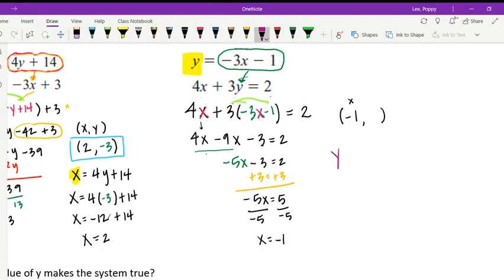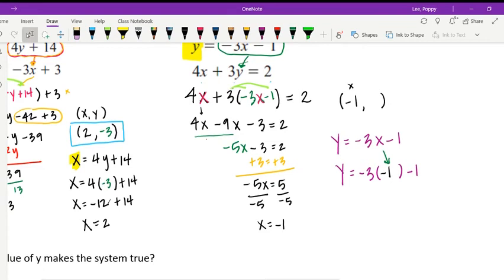So I'm going to use that very first equation. Y is already by itself. Y equals -3x and then -1. So y equals -3, but instead of x, we're going to plug in -1, and then we're going to take 1 away. So we plugged in that -1 for x because we just found out that x is -1.